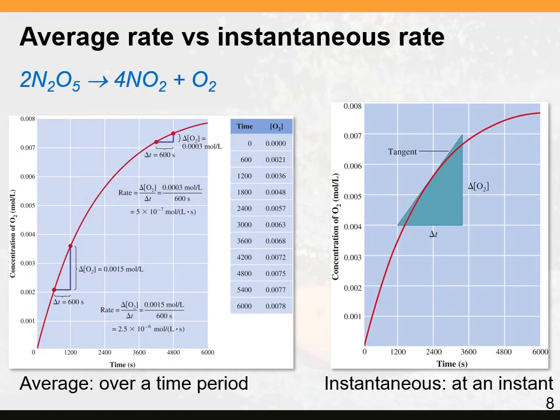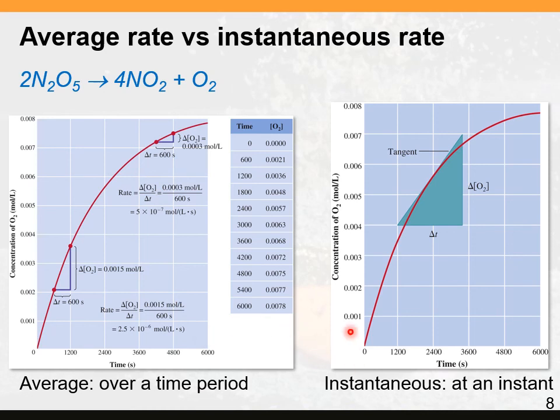Here's a final comparison between average rate and instantaneous rate. In this example, we are looking at the rate of formation of oxygen, a product in the reaction. This is why concentration is increasing over time. Average rate is calculated over a time period during the course of the reaction, any time period. For the formation of oxygen, average rate is calculated at two different 600-second intervals along the path.